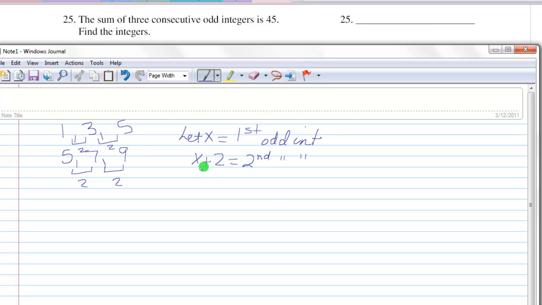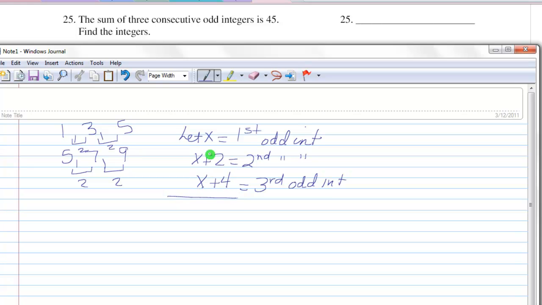Then the next odd integer is going to be 2 away from that, so we're going to say x plus 2. And the third odd integer is 4 away from x. You see, like the 1 and the 5 and the 5 and the 9, 4 away. So x plus 4 is the third odd integer. So you want to go ahead and define these variables clearly, because that's going to help you get your equation.